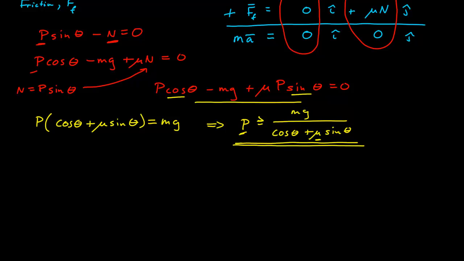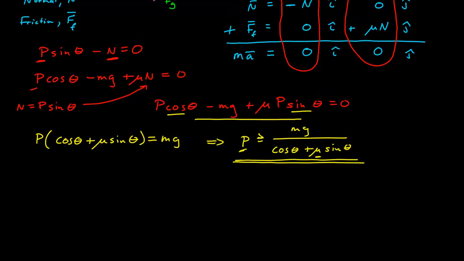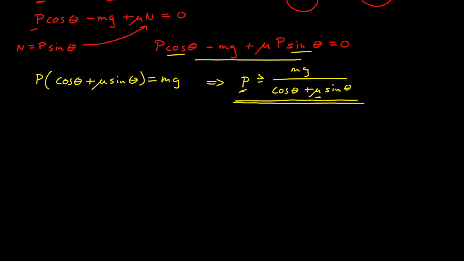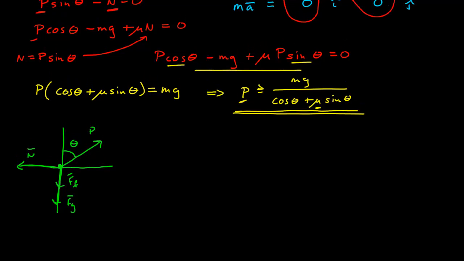Okay, so now let's look at the other condition, for large P. Okay, so we have P at some angle theta. We have F sub g, the normal force, and in this case, the frictional force is down because it's now helping support the book from being pushed up.